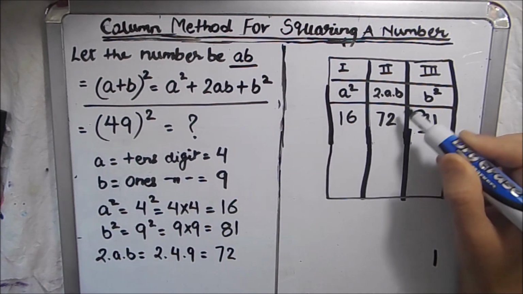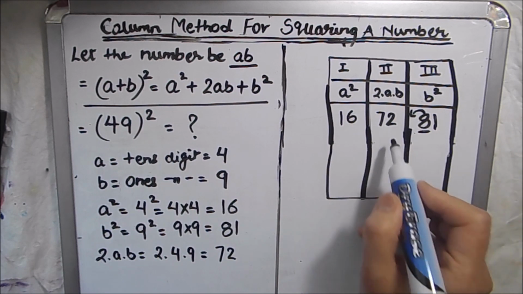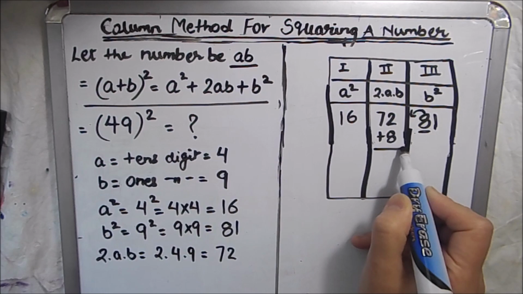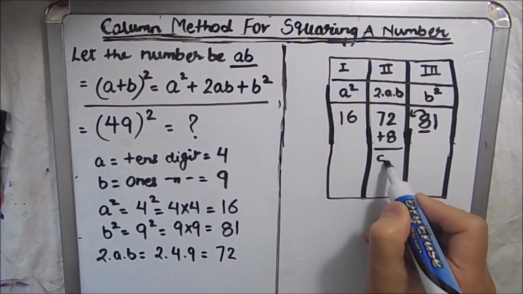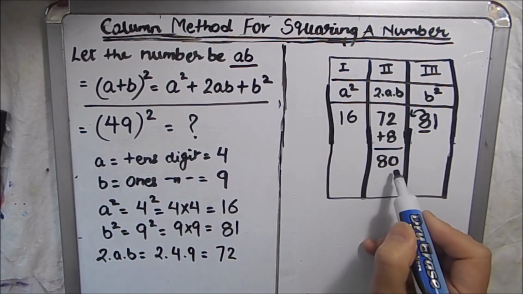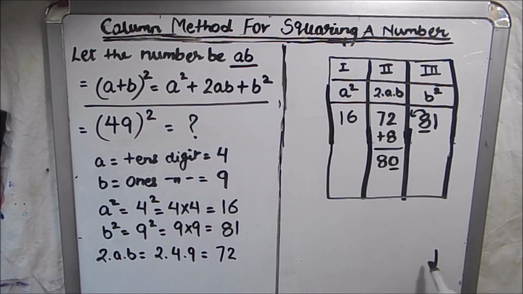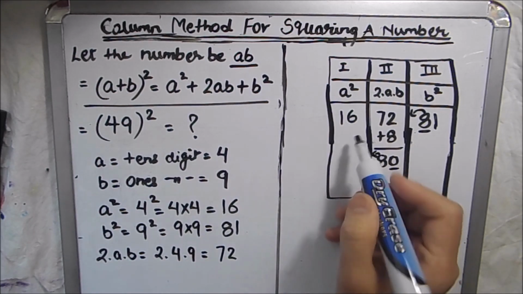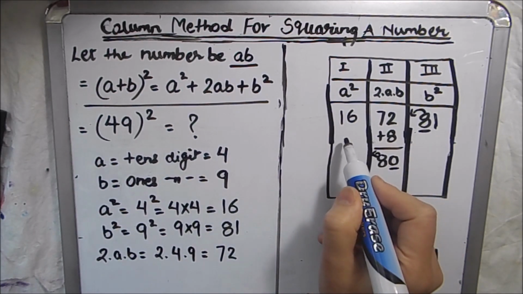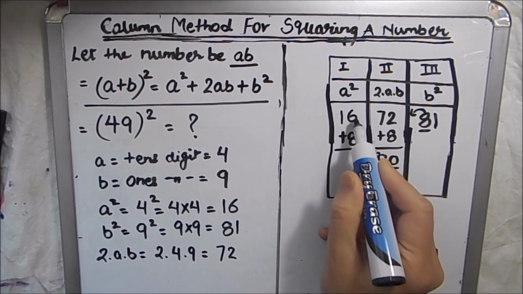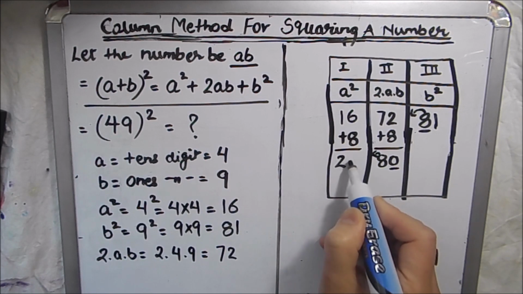The next step is to carry over this tens digit to the next column, which is the second column. So we'll add 8 here. So this will be 80. Now we'll take this ones digit and write it in our final answer and then move this tens digit to the next column, which is our first column. So we'll add our 8 here. So this 16 plus 8 is 24.